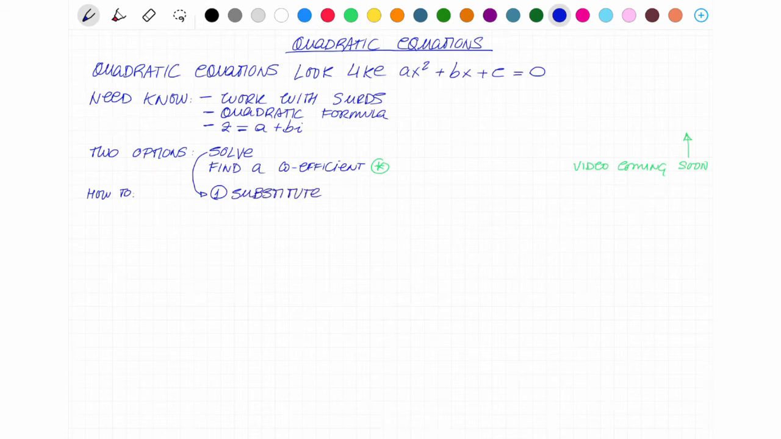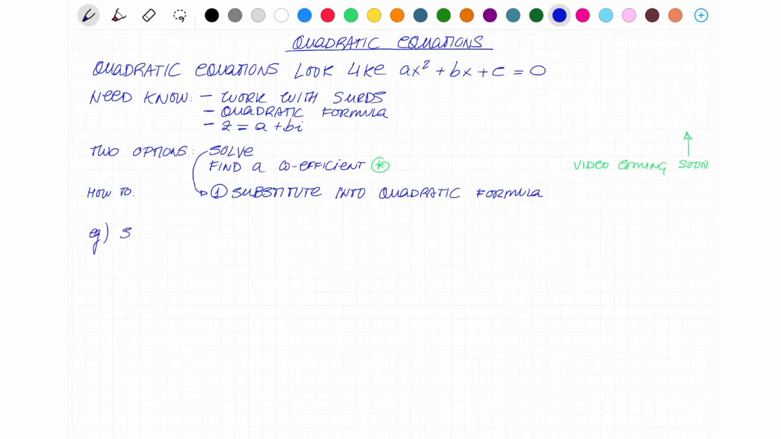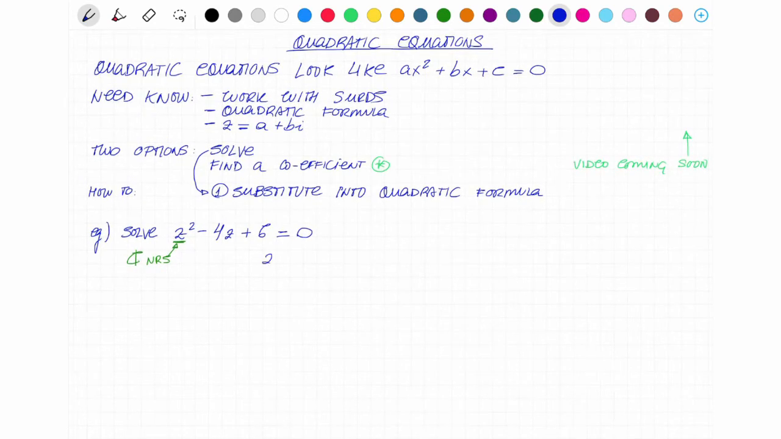You just need to substitute in your quadratic formula, and that's why the quadratic formula is so handy. It works absolutely every time. So let's see that in an example. They ask me to solve this equation. Now the only difference is that instead of using x's, they're using z's. That is a hint that tells me that I'm working with complex numbers. But the steps are the same.